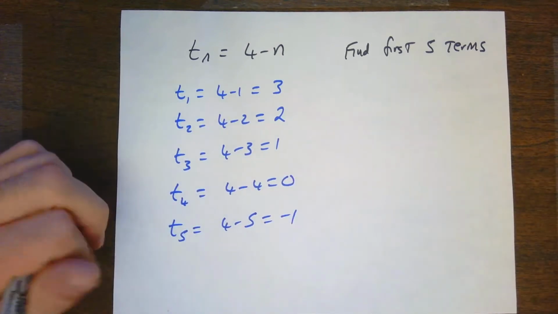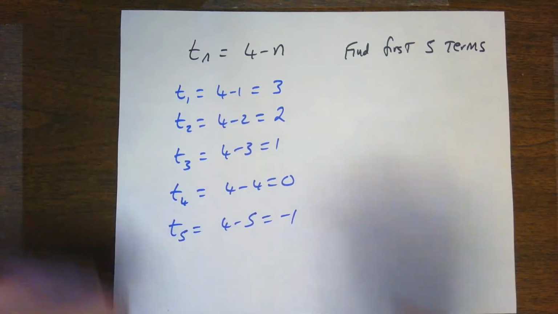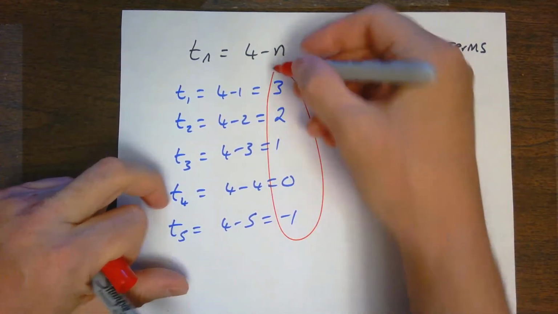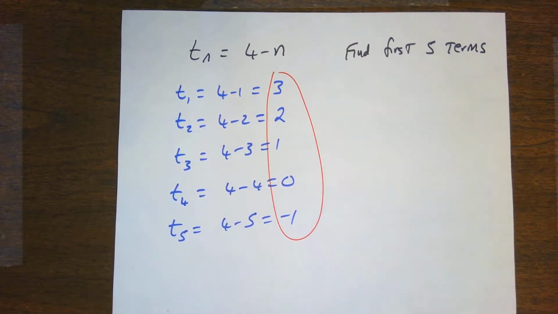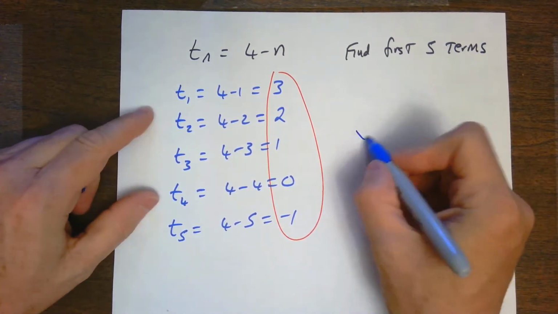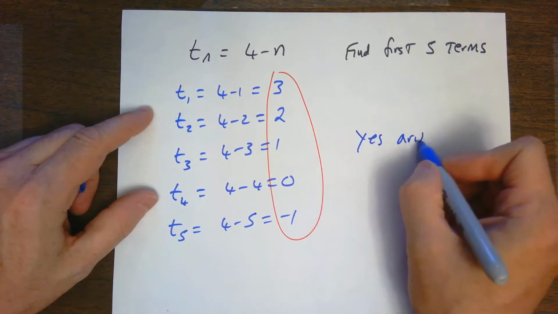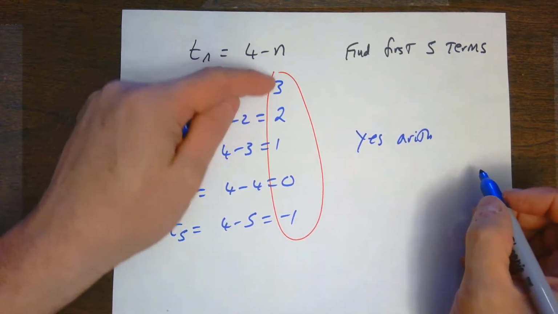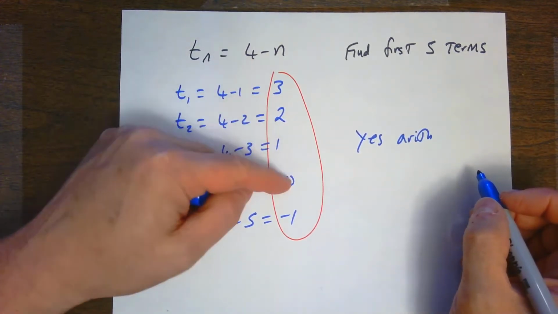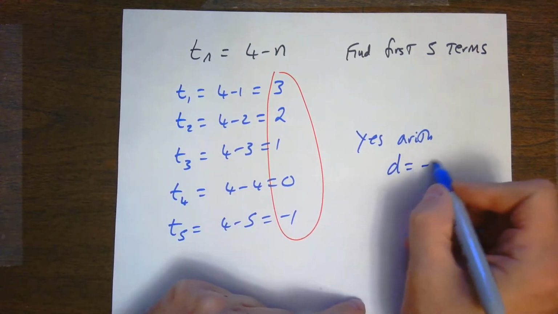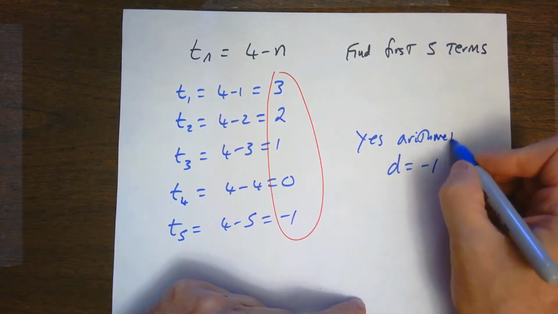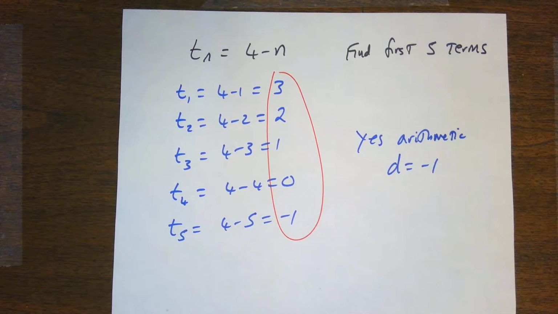So as I take a look at this sequence, I ask myself, is this sequence of numbers an arithmetic sequence? Yes. What's the common difference? Going down by 1, down by 1, down by 1, down by 1, the common difference is negative 1. So it is an arithmetic sequence with a common difference of negative 1.